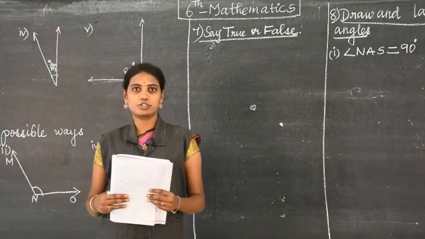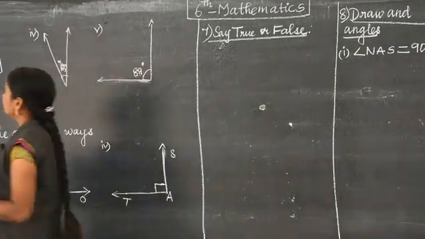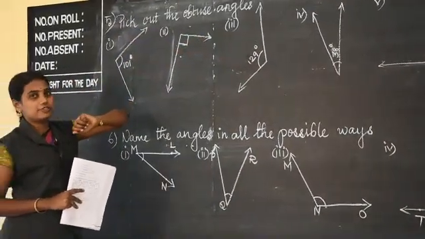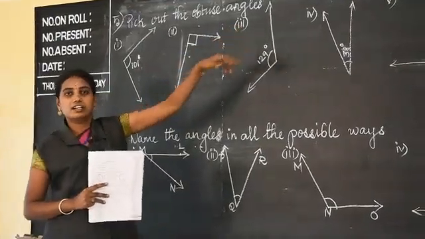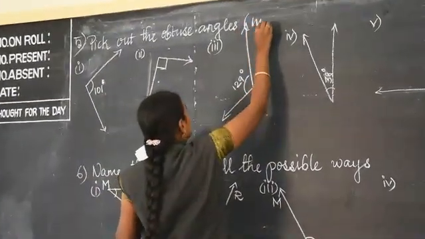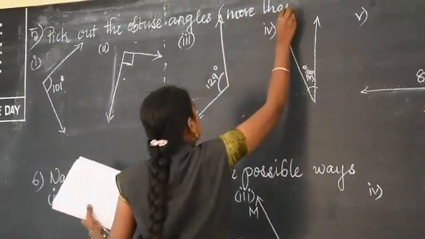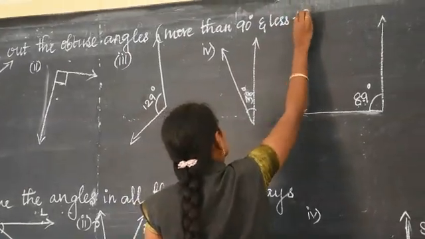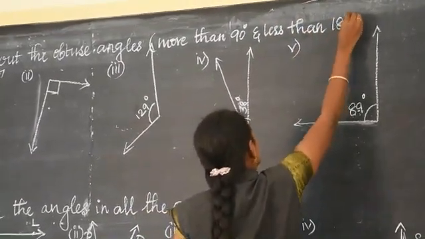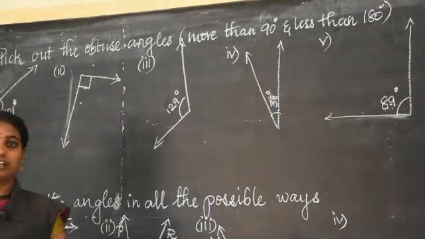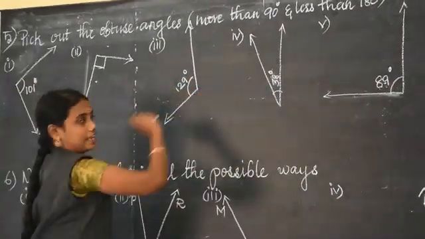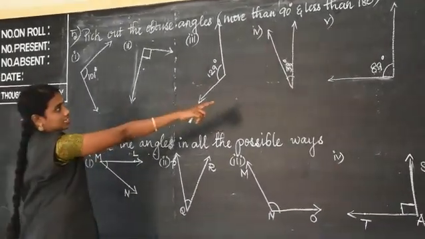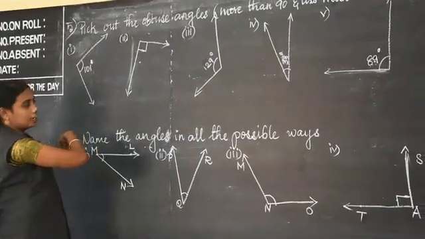Now we are going to see question number 5. Pick out the obtuse angles. Obtuse angles means we have more than 90 degrees and less than 180 degrees. So between 90 and 180 are called obtuse angles. We are going to see the 5 options and pick out the obtuse angles.